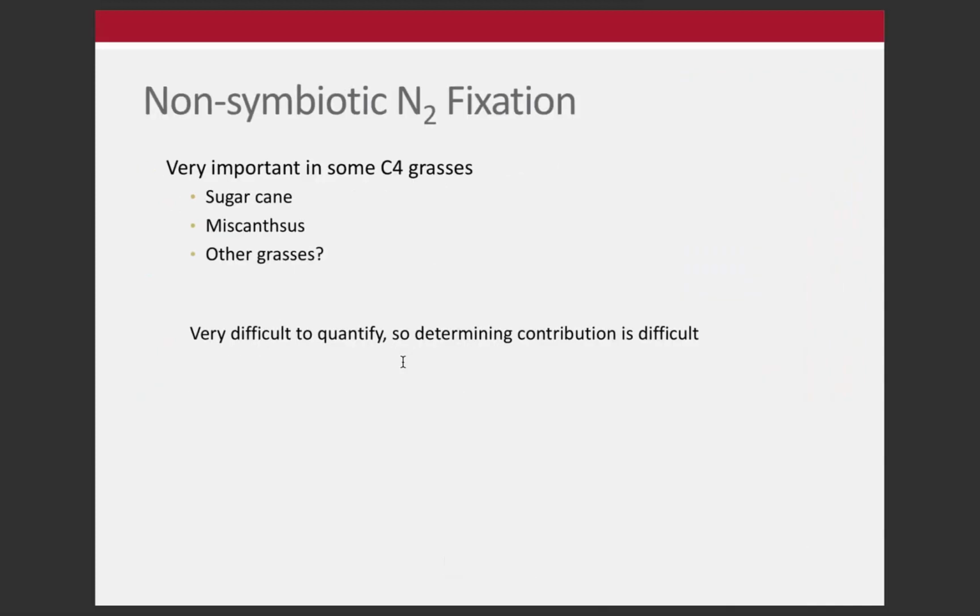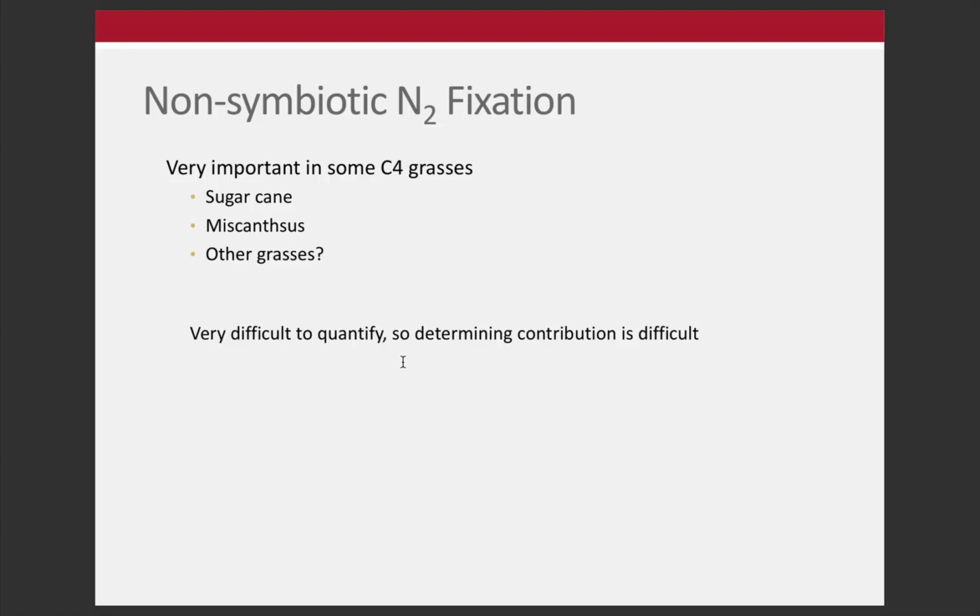So that's just something to keep in mind. Non-symbiotic fixation has been documented for some important C4 grasses. Important meaning economically important, things like sugarcane. It's probably the best studied system of a C4, a warm season grass that relies heavily on this non-symbiotic N fixation. There's been a lot of work on this, and more recently in miscanthus, a bioenergy crop.